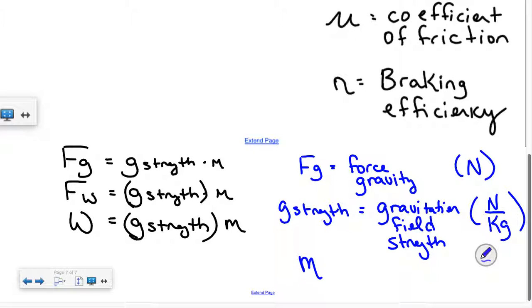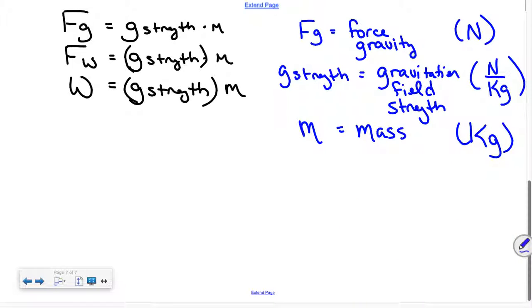And lastly, we have M. M stands for mass, and the unit for mass is going to be in kilograms. So we can also add one more, and that would be the formula for mass. If you want to find mass, that would be force gravity divided by gravitational field strength.